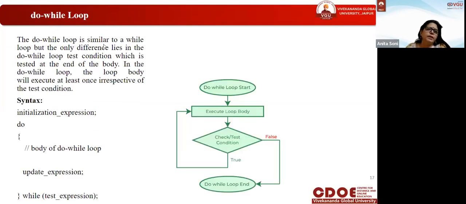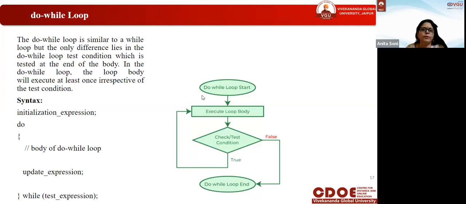In the do while loop, the only difference is that we test the condition at the end, and in while we test the condition at the beginning of the loop. That's why while is called an entry-controlled loop and do while is called an exit-controlled loop. The syntax is do, then the body of the loop, and after that we test the condition with while and the test expression. Put a semicolon here. Here the semicolon is a must, but in while it is not required.